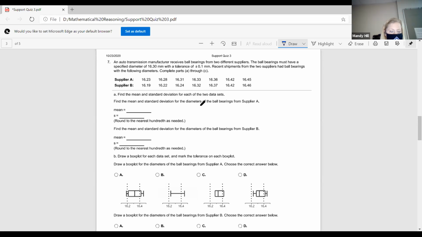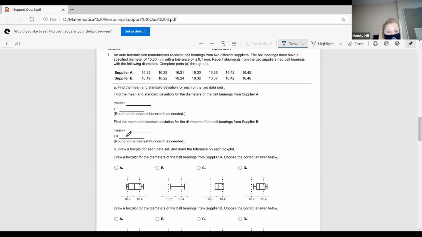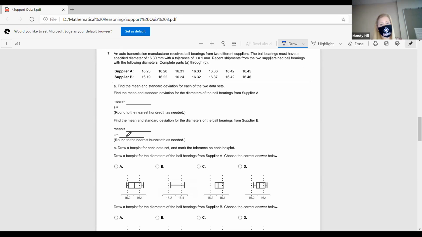Okay, so here's the deal. I know that they're asking for some things that table will compute for me. So it would be convenient to use that table to get this information. So let's do that real quick. I don't know why I'm picking up my calculator because mine's on my screen. So I'm going to type, let's let supplier A be in list 1, supplier B be in list 2.